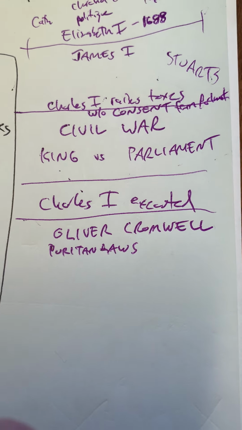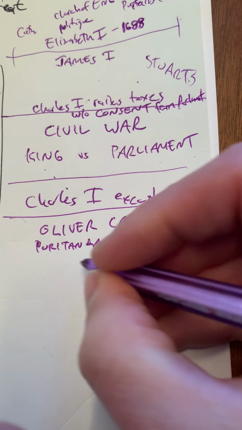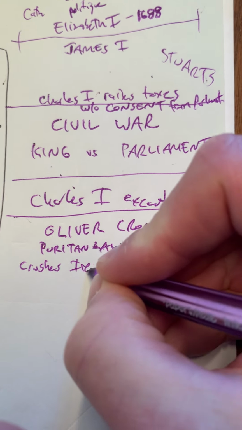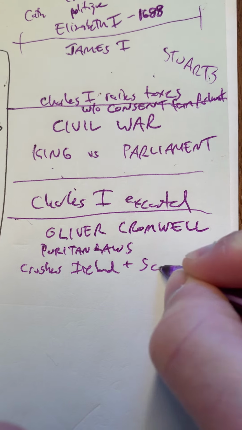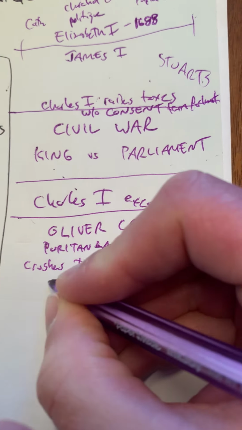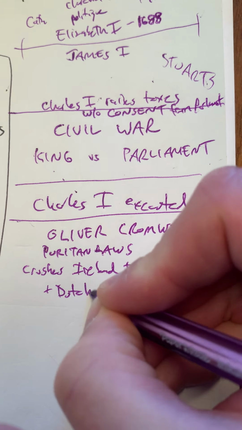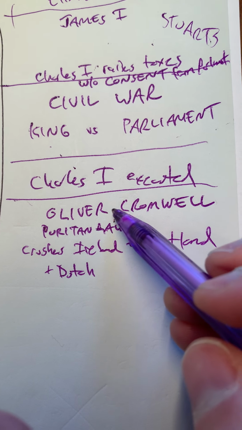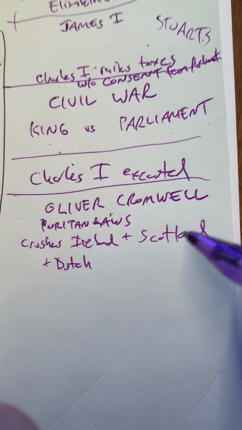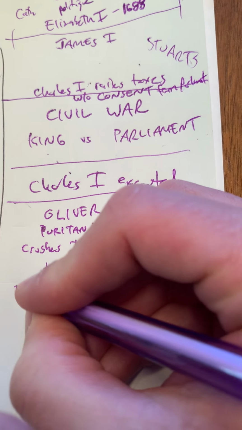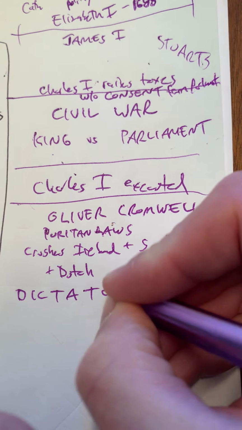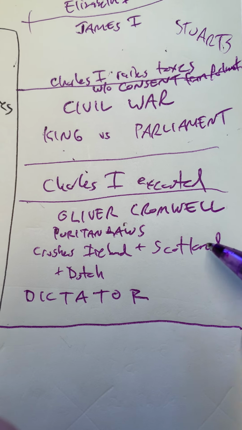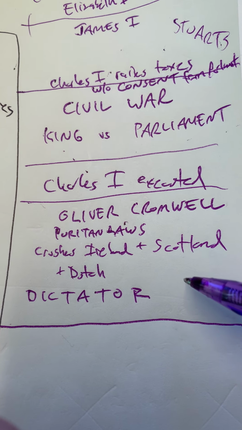And he also has a series of victories. He crushes Ireland and Scotland. He's very warlike. And also he fights against the Dutch. There are these Anglo-Dutch wars. And so this is England getting supremacy. And this is a time without a king. Oliver Cromwell, you could say he basically rules as a dictator. Even though he says it's a republic, it's not. And so this is the period of Oliver Cromwell.